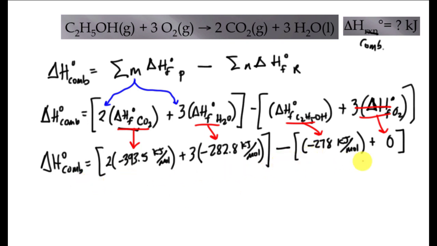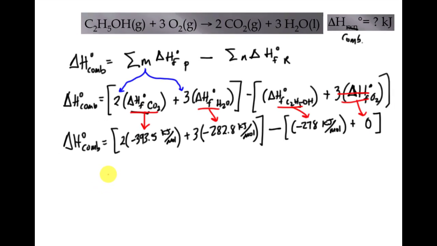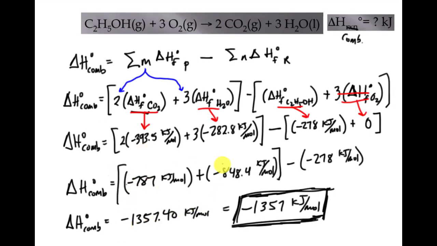I'm going to finish simplifying all of this, and we'll take a look at the answer. I simplified everything, brought all my units together, and finally got my answer, which is negative 1,357 kilojoules. That would be the change in enthalpy for the combustion of this reaction. So for every 1 mole of ethanol that reacts, this is the amount of thermal energy that comes out of the combustion reaction, and that's the number that goes here.